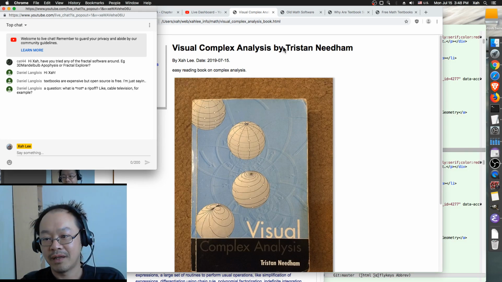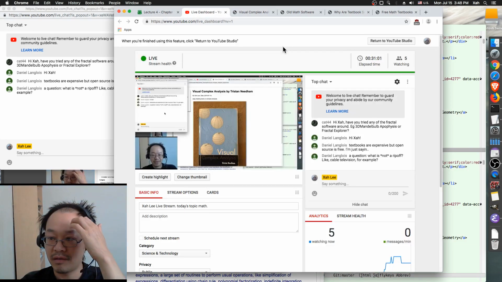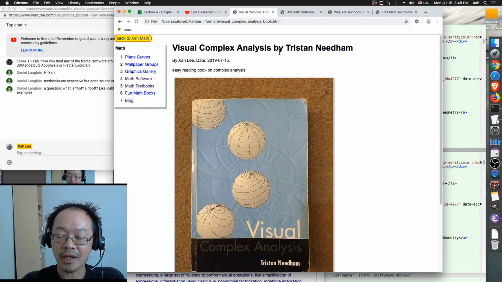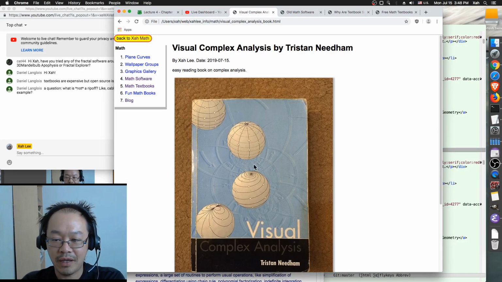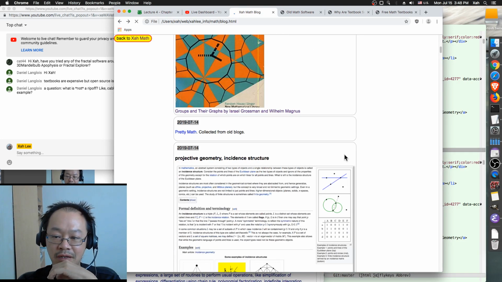So what is the context? Anyway, this is a great book. This requires calculus. You must know calculus. So anyway, that's textbooks. And then let's talk about this.